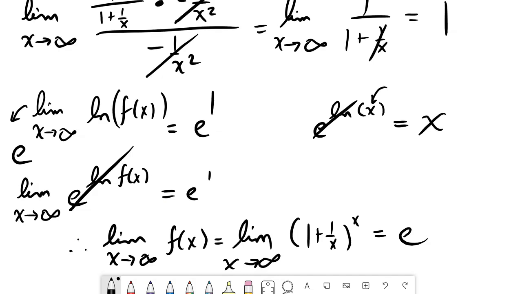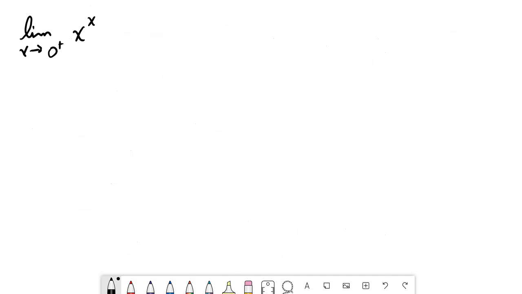Alright, so for this next example, we want to look at the limit as x approaches 0 from the right side of x to the x power. As always, we want to plug it in directly, right? So we get 0 to the 0th, but it's the positive version because we're approaching from the right side. And this is an indeterminate form. So that means we have to somehow manipulate it in such a way that we can use L'Hopital's rule.